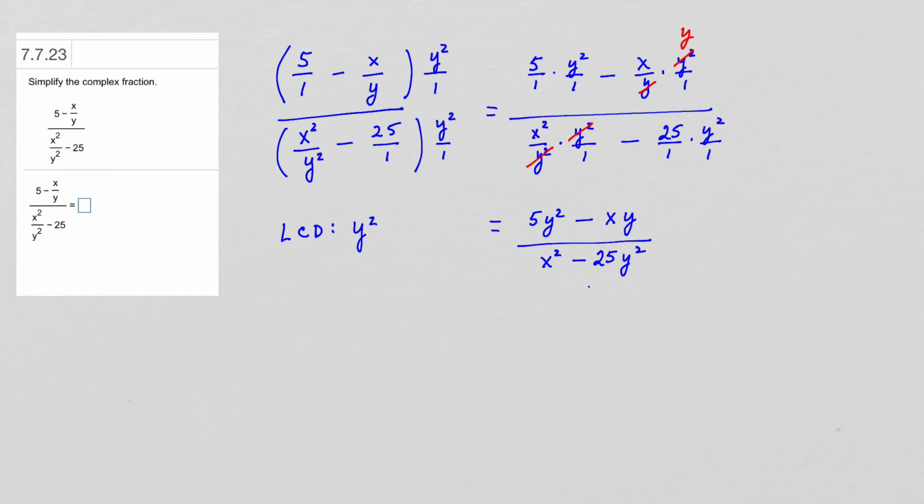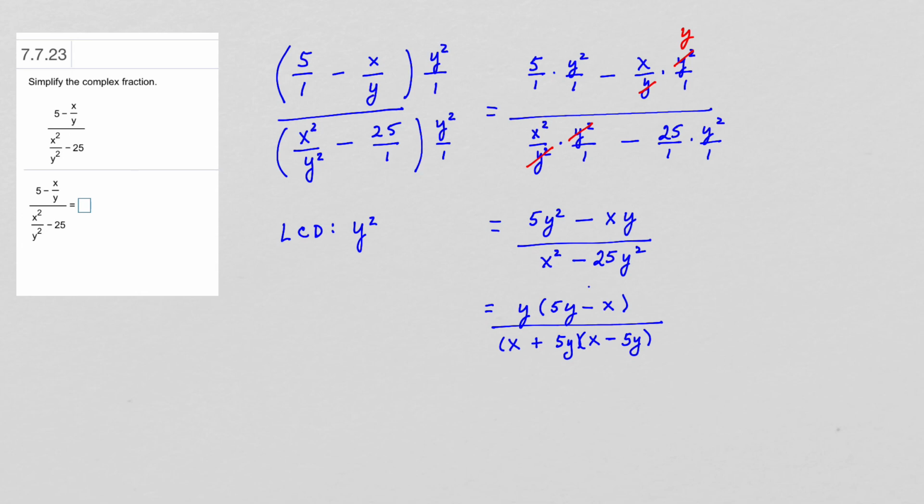Okay, so far so good, but I can do some factoring. So let's see if that factoring gives me something where I can cancel. So factor out a y from 5y squared minus xy, and that gives me 5y minus x. And then in the denominator, I have x squared minus 25y squared, and that's going to factor into x and x, 5y and 5y, and 1 is plus and 1 is minus.